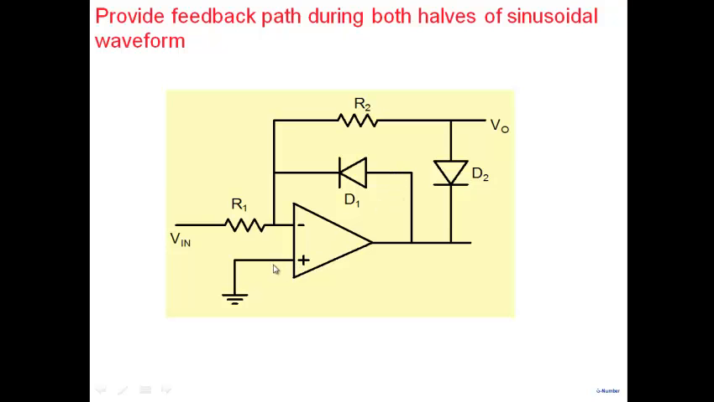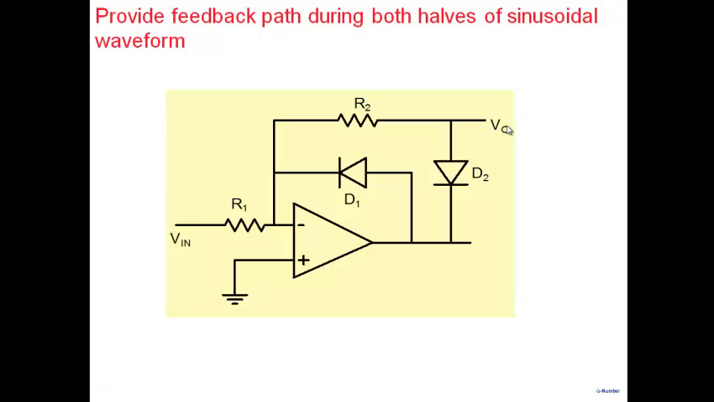So what happens is there is virtual ground here, and the virtual ground ensures that this value is basically equal to 0. So if this is 0 here, then we note that there is no current flowing through R2 here. So if this is 0, no current is flowing through R2. So the value of output voltage is basically equal to 0 here. So when Vin is positive, then we note that V0 is basically equal to 0 here.